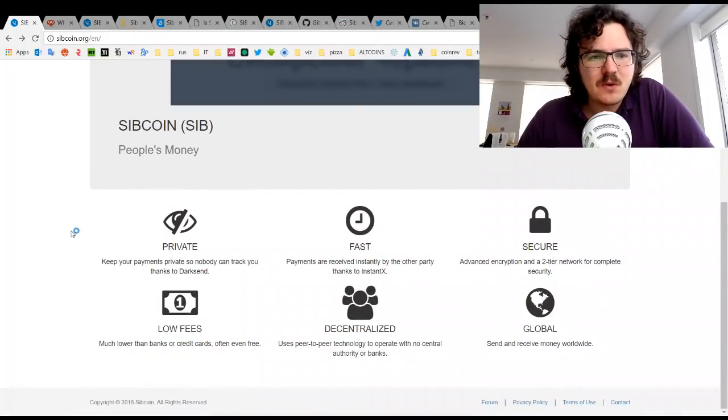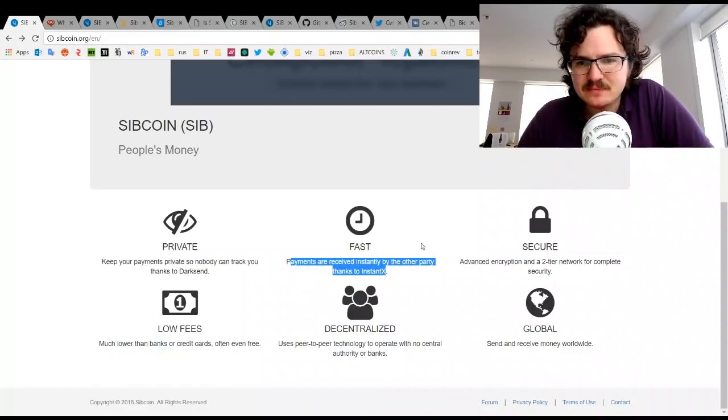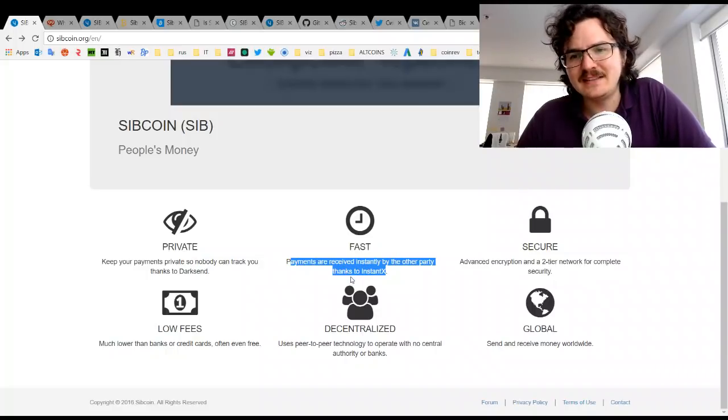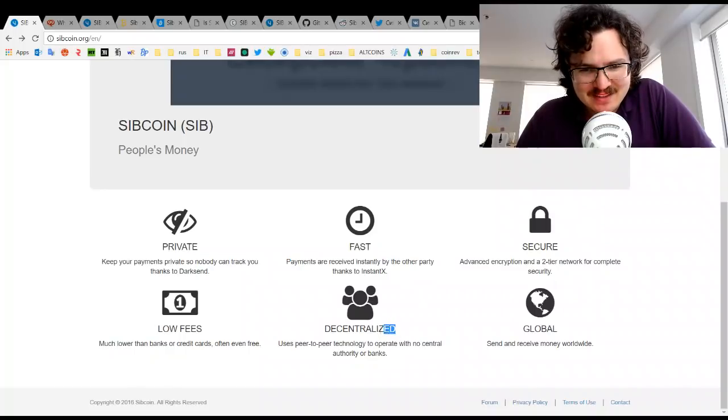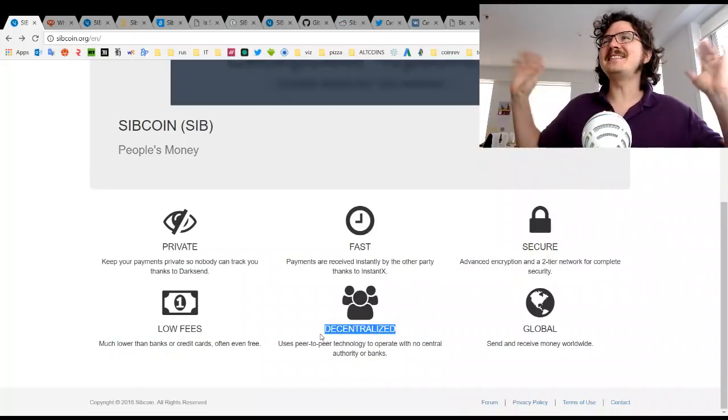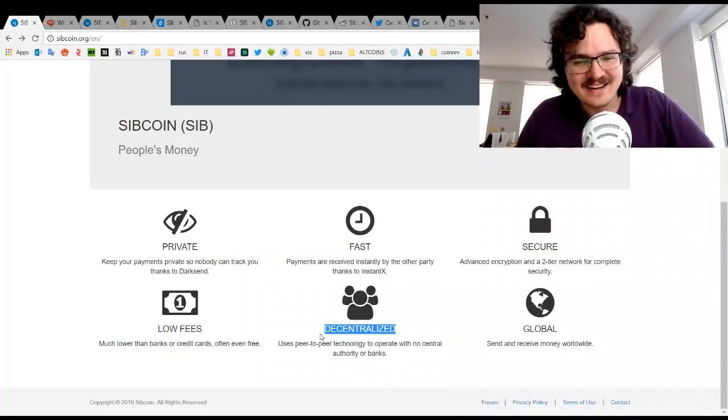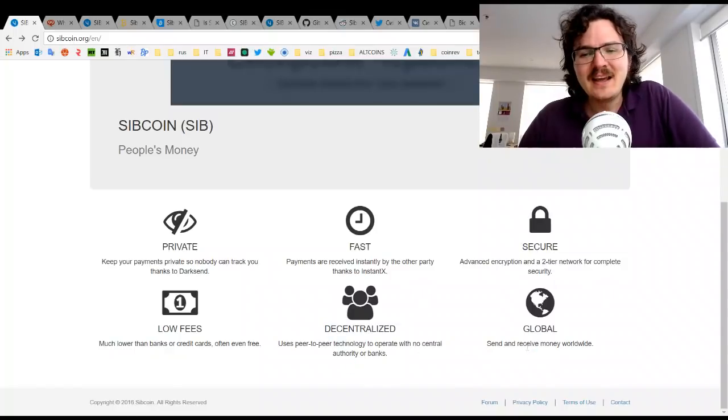Now, what is Sibcoin doing? It's private. It's using DarkSend. We'll talk a little bit more about DarkSend in a moment. It's fast, using InstantX. It's secure. It has low fees. It's decentralized. And of course, it is global, because obviously the internet is global. So yeah, that's cool.